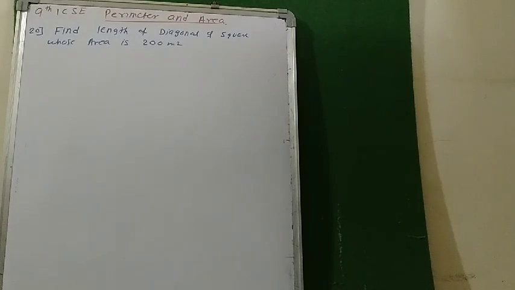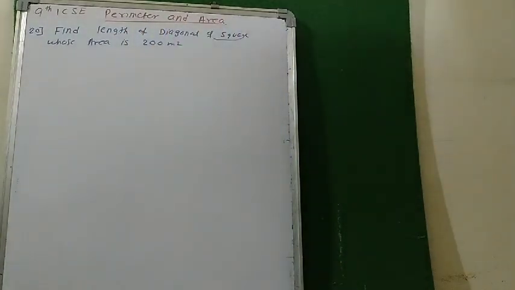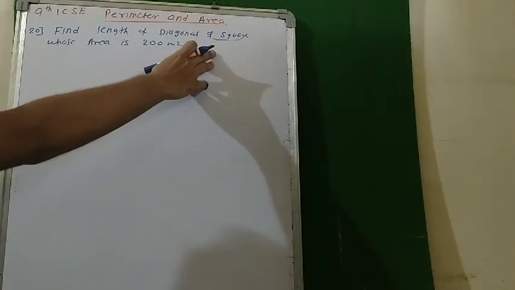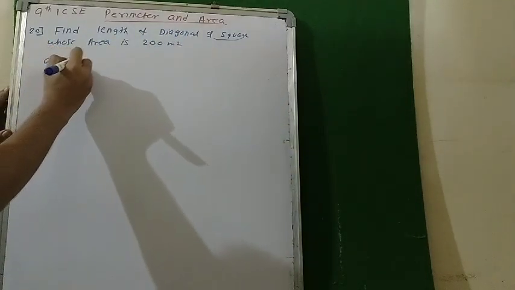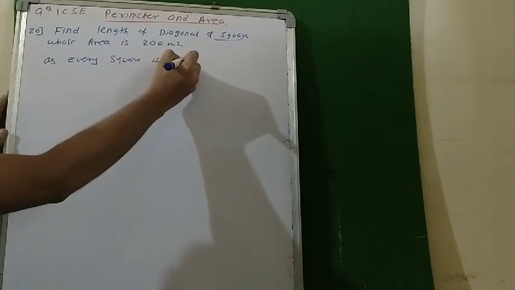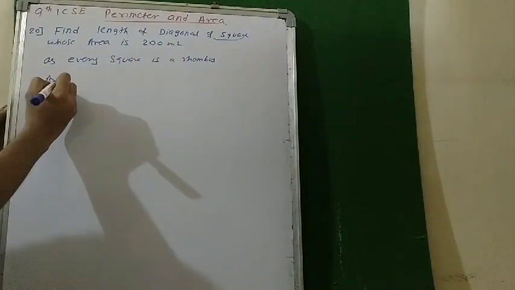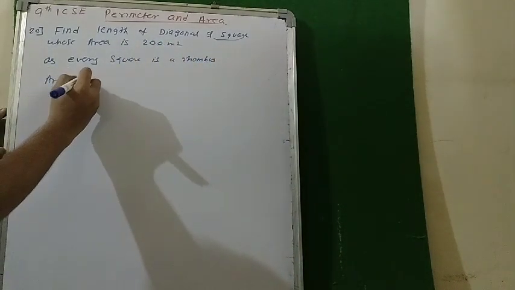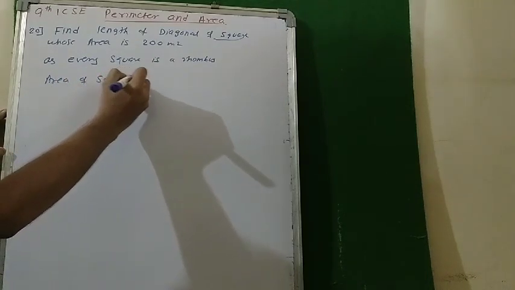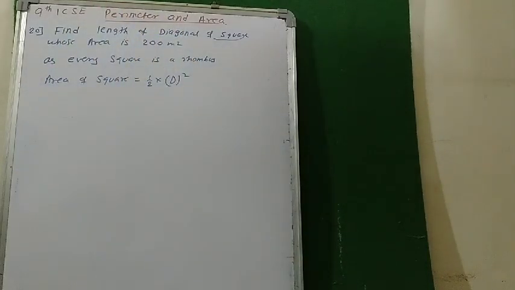In the 20th question, find the length of the diagonal of a square whose area is 200. See, a square can also be termed as a rhombus, because every square is a rhombus. With that property, that every square is a rhombus, therefore the area of a square is equal to the area of a rhombus. What is the area of the rhombus?